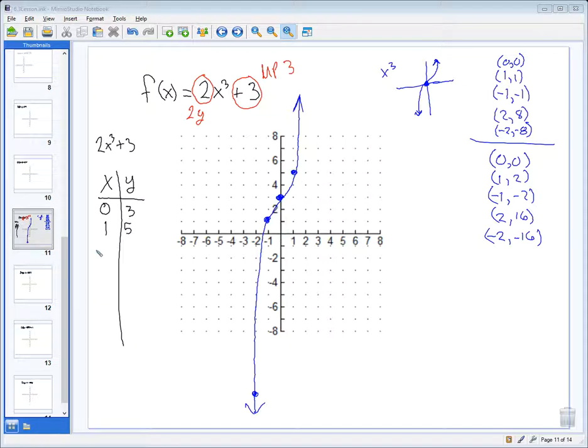So notice that we're getting the exact same points by plugging in numbers. Negative 1 cubed is negative 1, times 2 is negative 2, plus 3 is 1. So you could just keep plugging in numbers until you got enough points on here to draw in your curve.